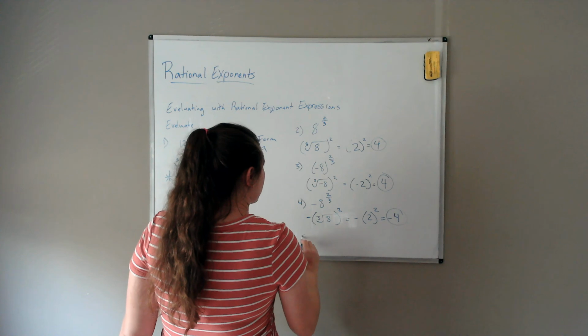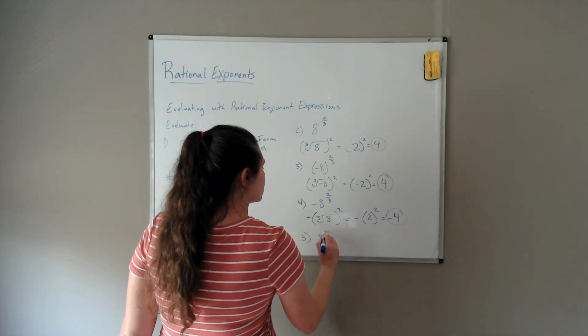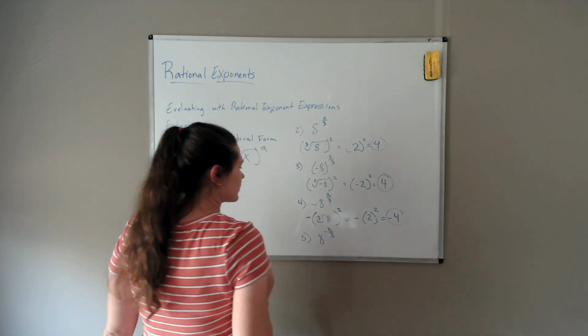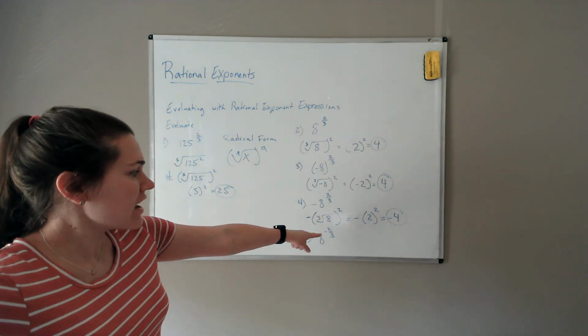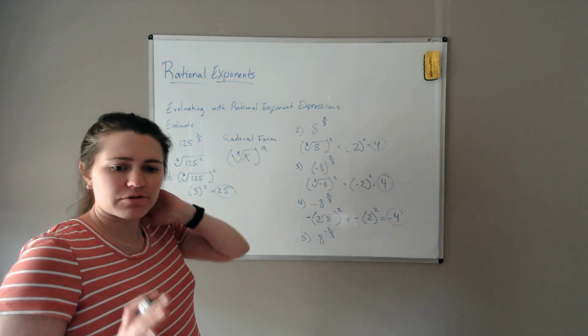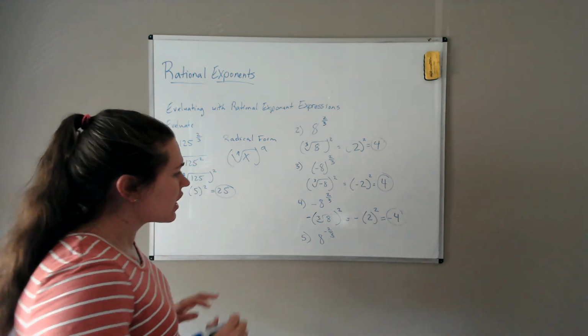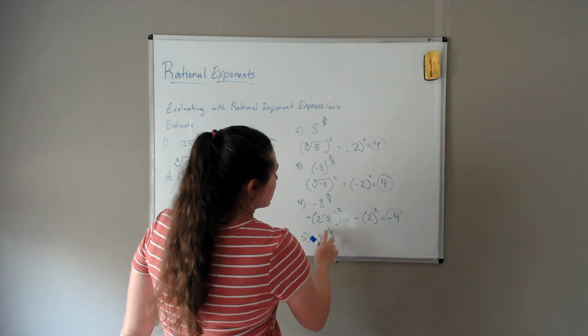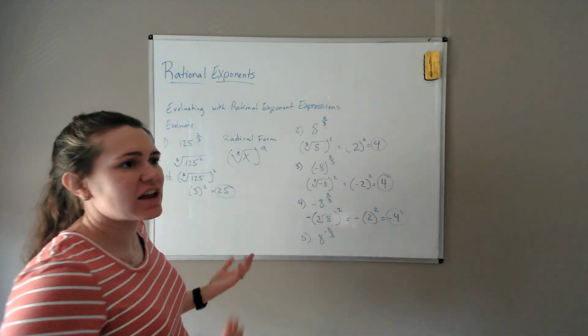Okay, number 5: 8 to the -2/3. You can have negative fractional exponents. Perfectly fine to have. But the negative must go with the exponent. The index can never be negative.